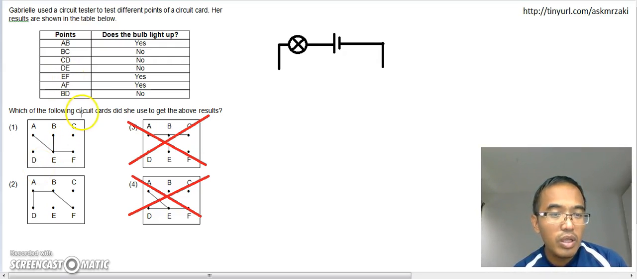Alright, D and E will not light up. If you were to put the D and E here, it will not light up because D is on its own, not connected to anything. D and E on option 2 is the same. E this time is not lighted up. So both are still in the running.